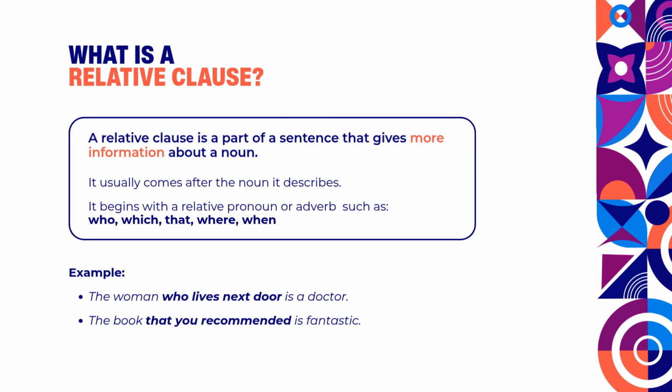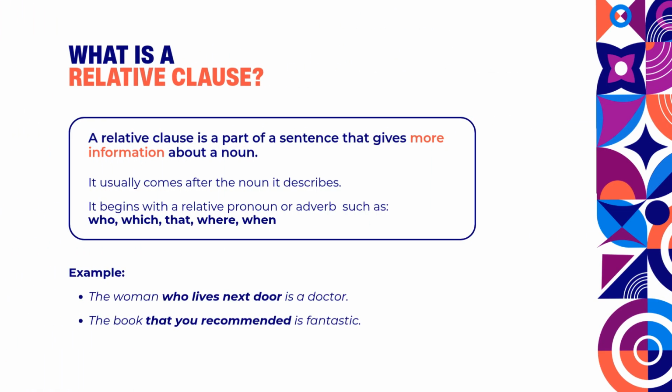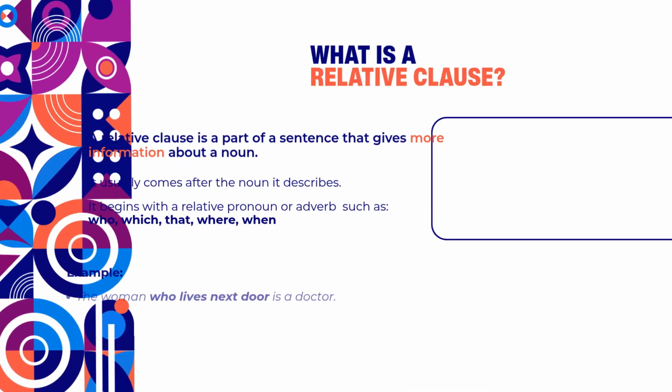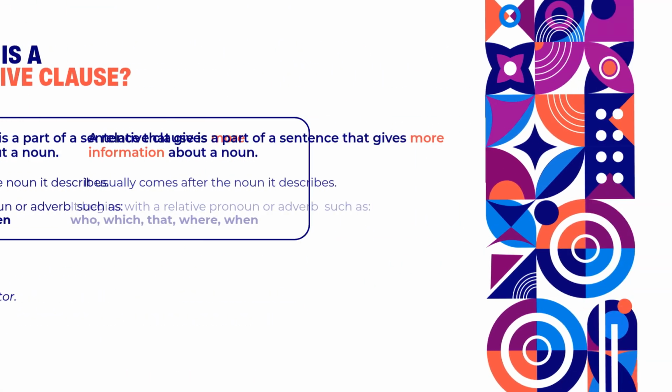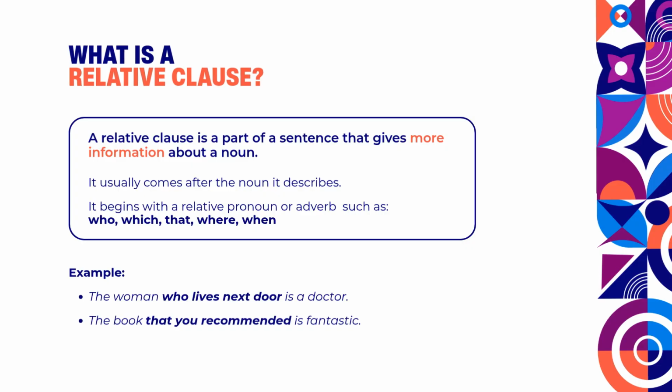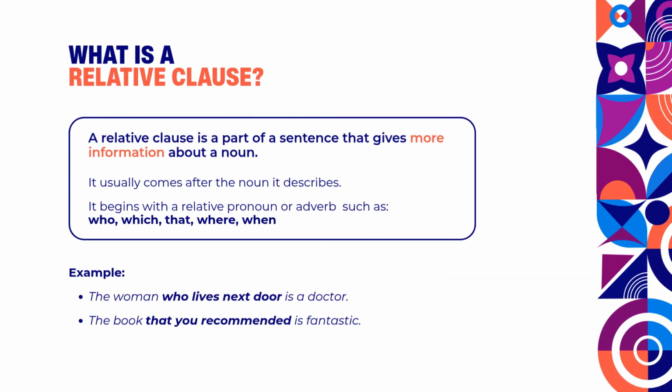What is a relative clause? A relative clause is a part of a sentence that gives more information about a noun. It usually comes after the noun it describes. It begins with a relative pronoun or adverb such as who, which, that, where, when. Example: the woman who lives next door is a doctor. The book that you recommended is fantastic.